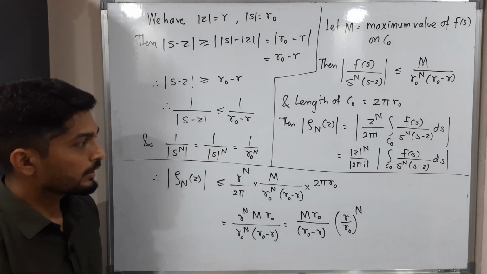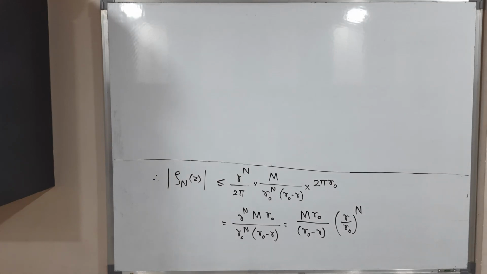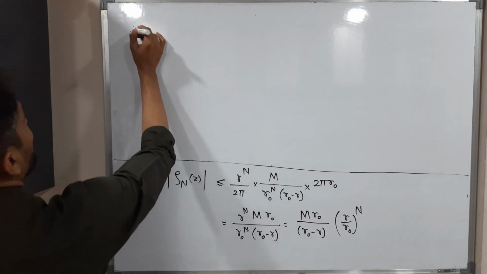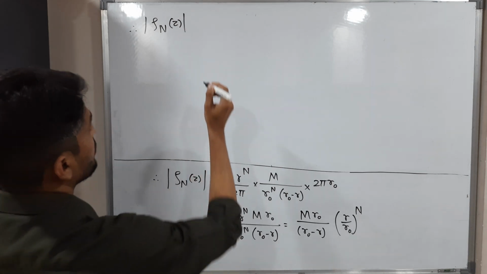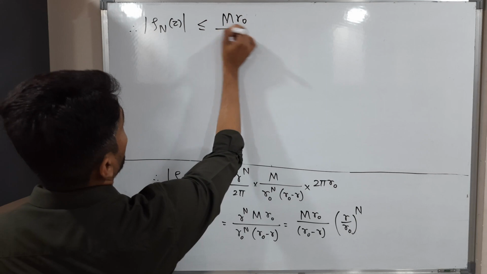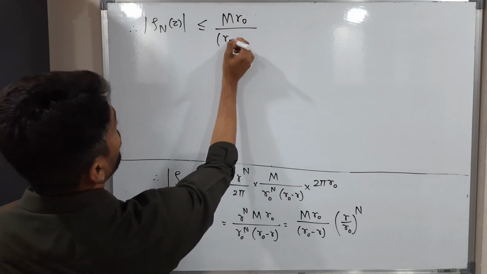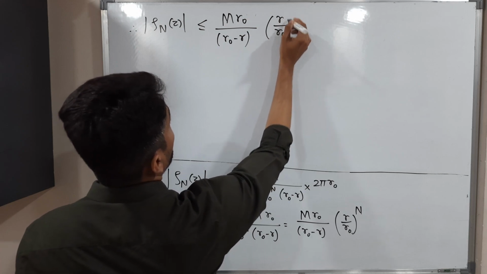There is no more space to write. Make a screenshot of it, then we will go further. Let me conclude here. Therefore mod rho n of z is less than or equal to M r naught upon r naught minus r, times r upon r naught raised to n.